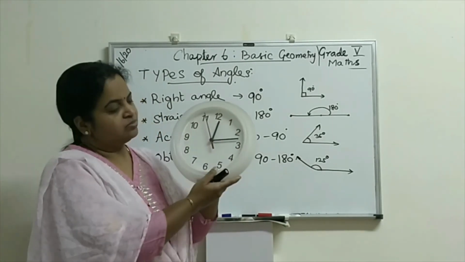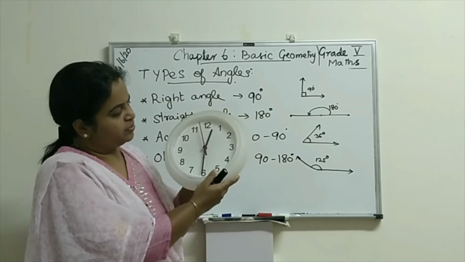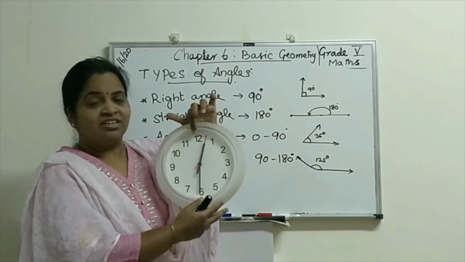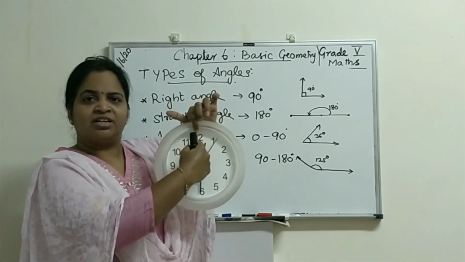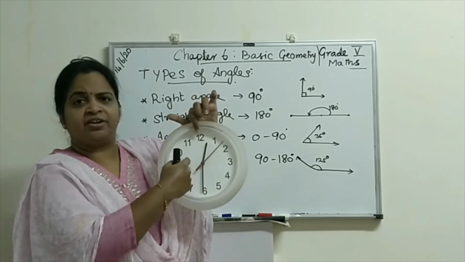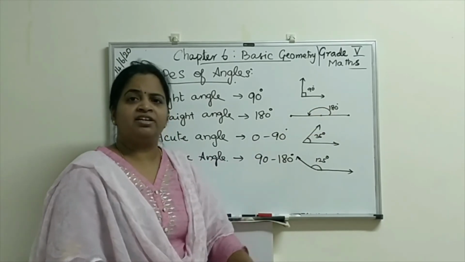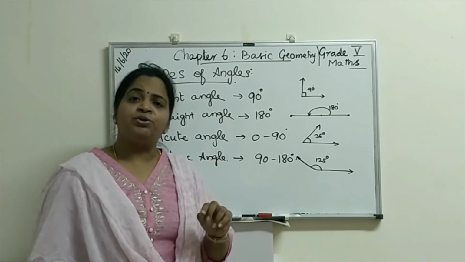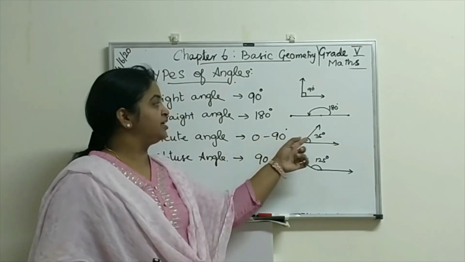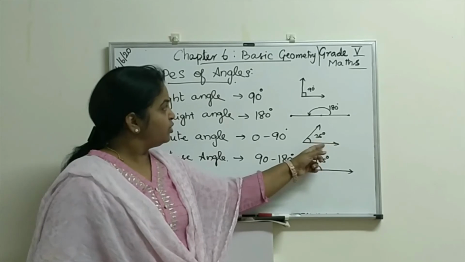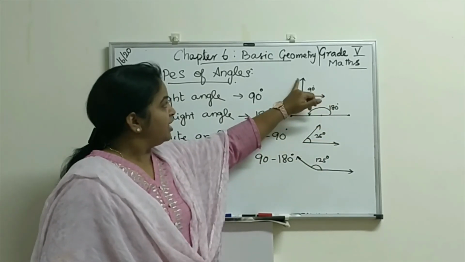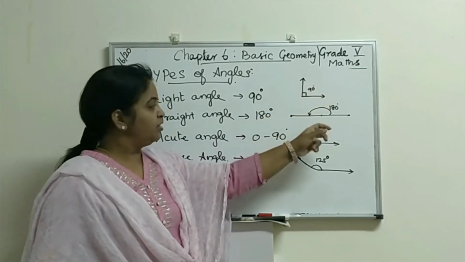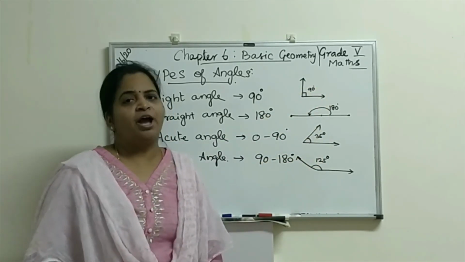See, actually the small one should be here. 12. Straight angle. Okay, this is 180 degrees. Straight angle is 180 degrees. And an acute angle is any angle between 0 to 90 degrees. See here it is 35. 0 to 90 degrees. From here till 90. Any angle between 0 to 90 degrees is called an acute angle.